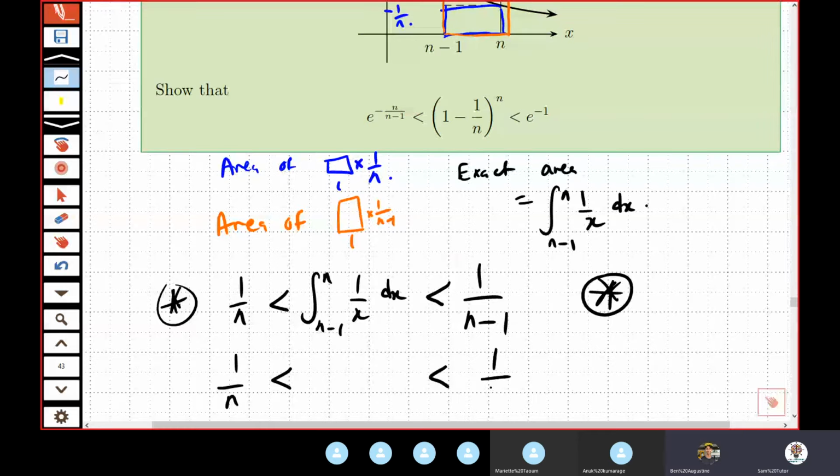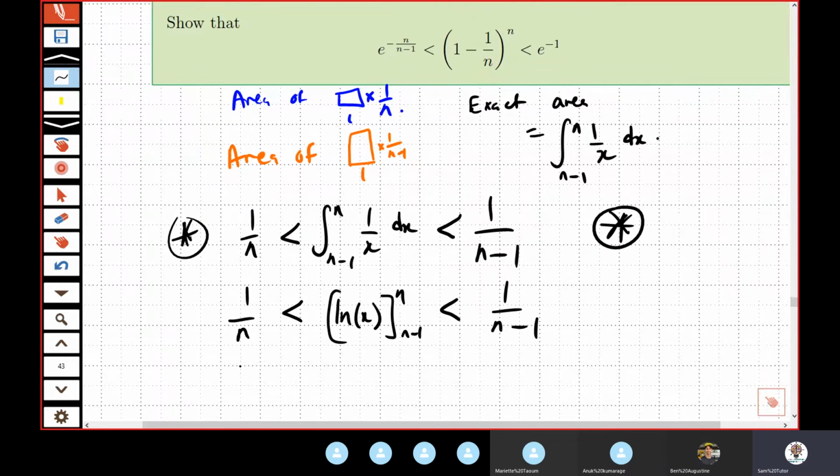Am I going to integrate that? Yes. What's the integral of 1 on x? It's log x. And then you have n and n minus 1. Next line: 1 on n less than log n minus log n minus 1.